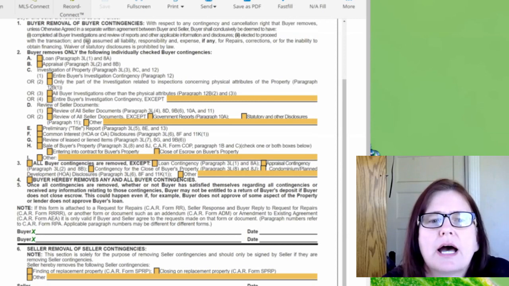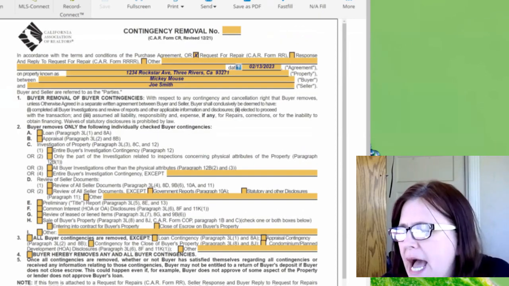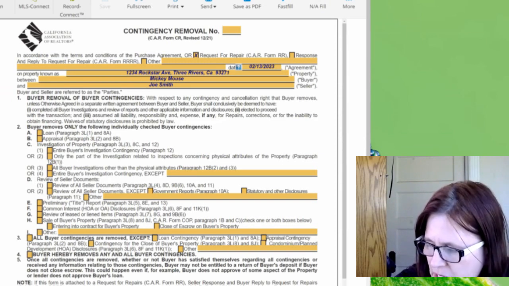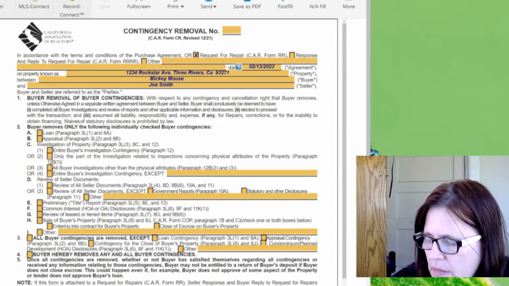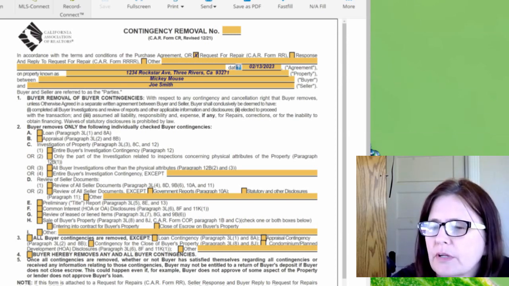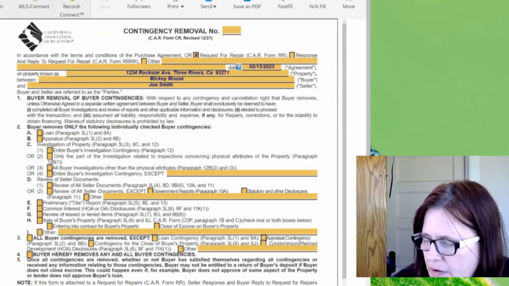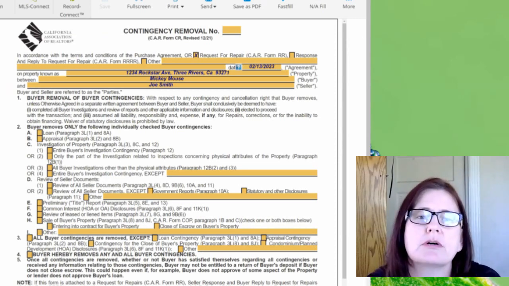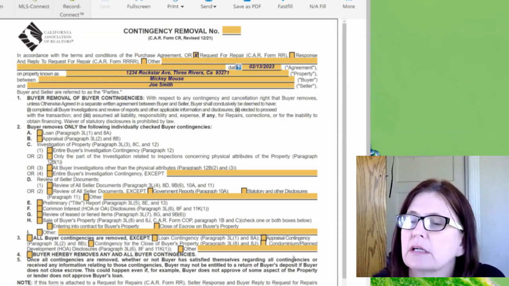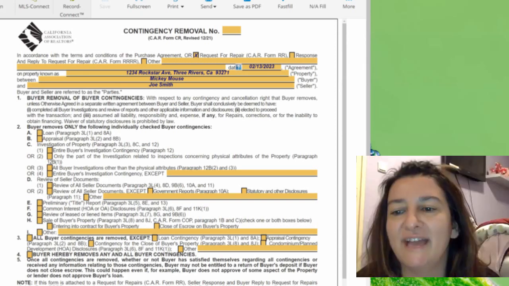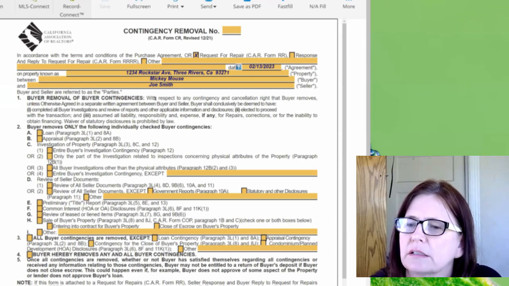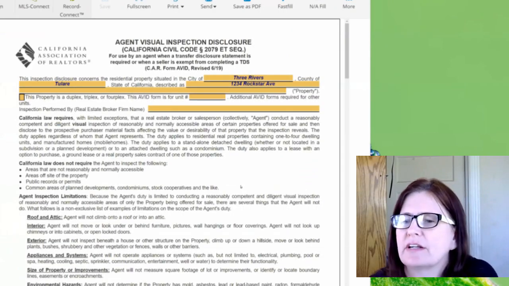Nope. Okay. We have 15 minutes left, and I was going to switch over to the AVID. I know Carlos asked about the cancellation of escrow. Is there any particular form you want me to go to, or are you good with me going to the AVID? Let's do the AVID. Okay. Anyone else? Are we good with that? Okay. Can you see the AVID on my screen right now?